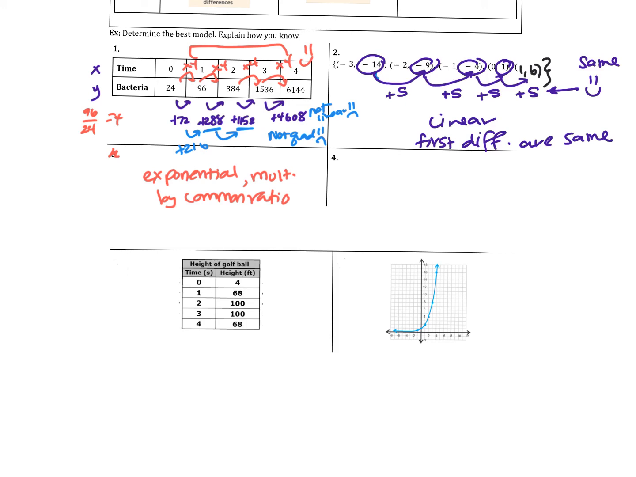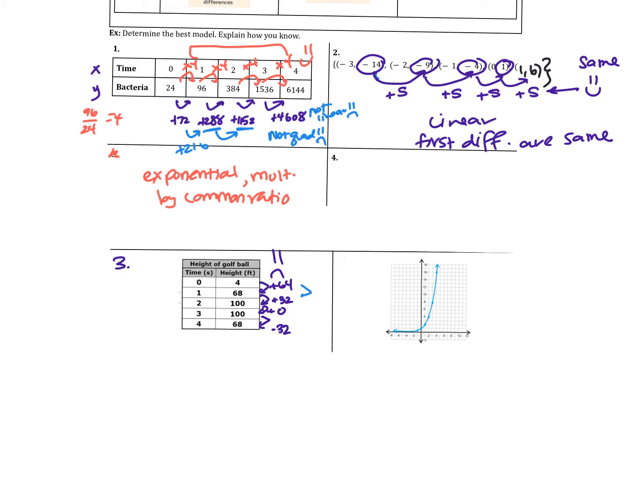Okay, number 3, which is not numbered down here, so I'm going to call it number 3. Again, we're going to look at first differences. To get from 4 to 68, we're going to add 64. To get from 68 to 100, we're going to add 32. To get from 100 to 100, we're going to add 0. And to get from 100 to 68, we're going to subtract 32. So right now, we know this is not linear because these are not all the same number. Go ahead and pause the video and look at the second difference to see if it's quadratic.